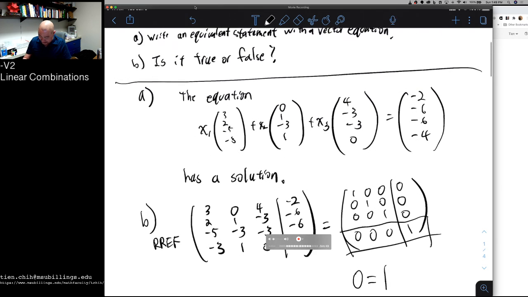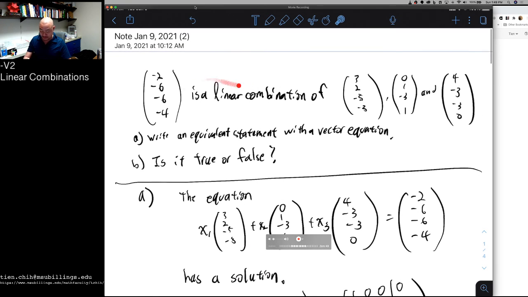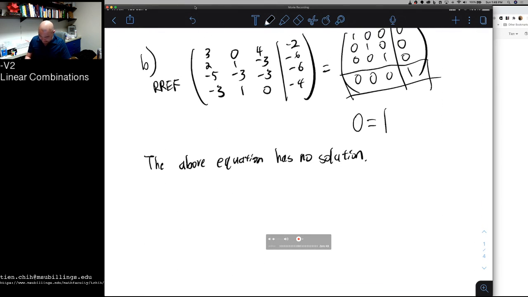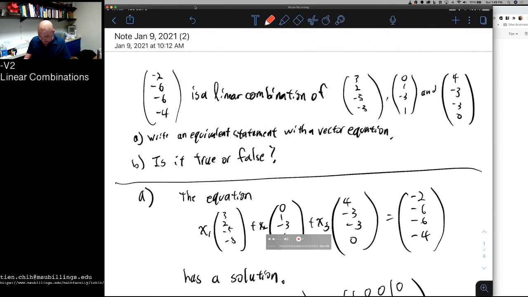And what that tells us is that the claim that it does have a solution is false. And that means the original claim is false. So, the original statement is false. And what we can conclude is that (-2, -6, -6, -4) is not a linear combination of the three vectors on the right. Okay, thank you.